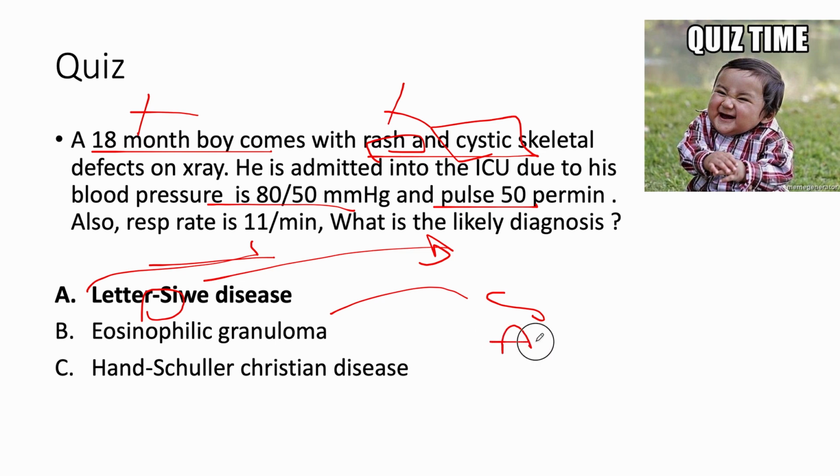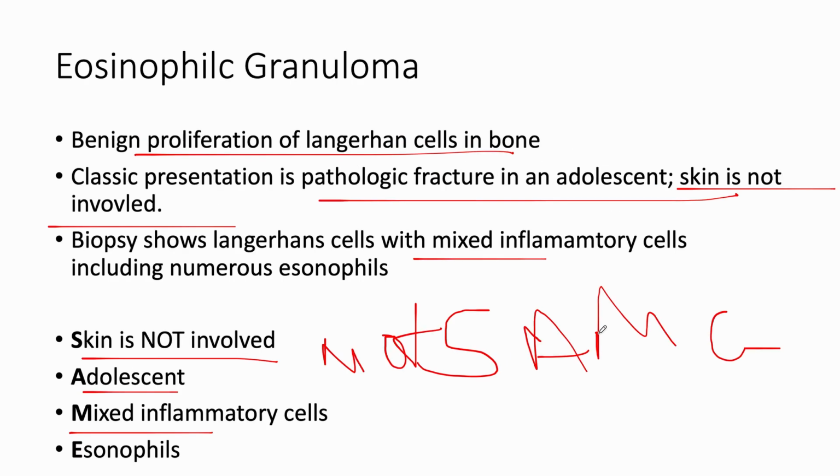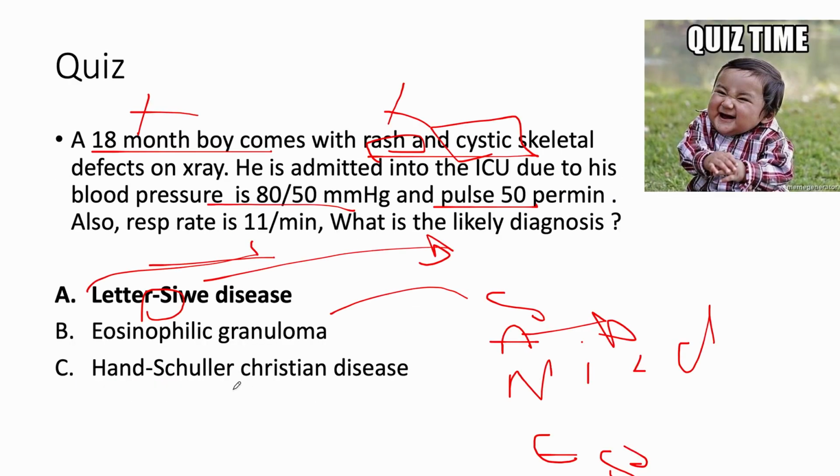A is going to be... I know the E is eosinophils, and M is going to be mixed inflammatory cells, and then A is going to be adolescent. So yeah, he's an adolescent.